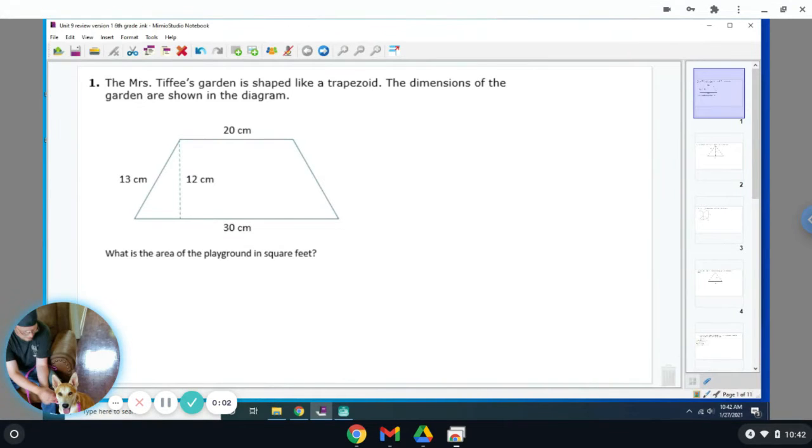Okay, so today is your Unit 9 review. So, first question says, Miss Tiffy's garden is shaped like a trapezoid. The dimensions of the garden are shown in the diagram. What is the area of the playground in square feet? So, you can go pull your star chart and find the formula for a trapezoid, which is A is equal to base 1 plus base 2 times the height divided by 2.